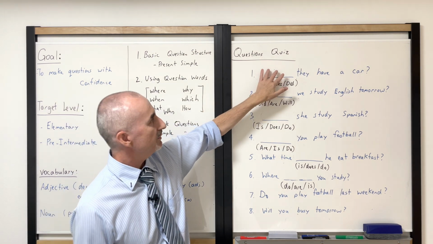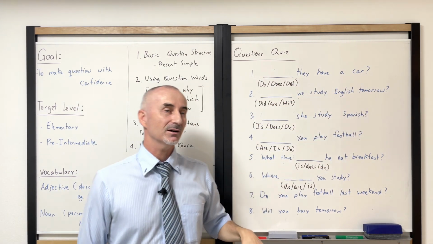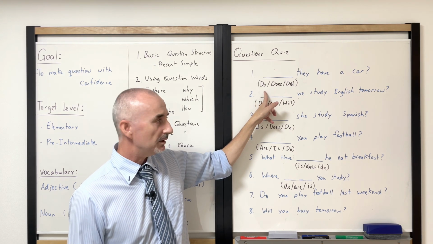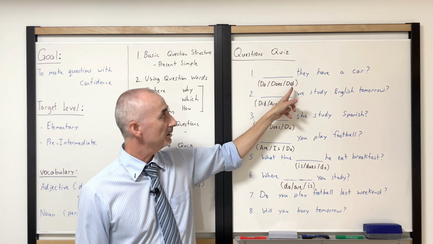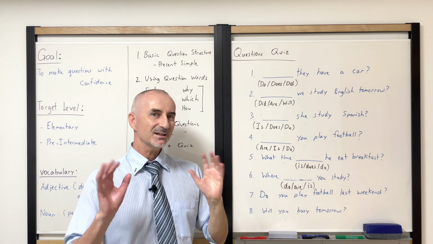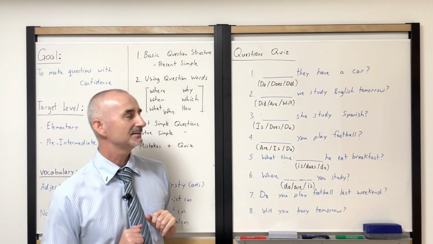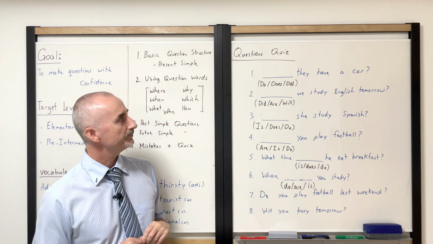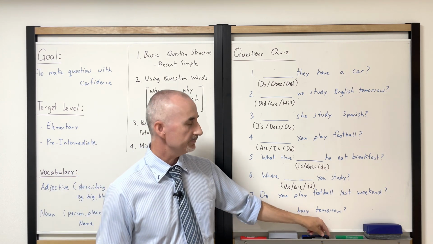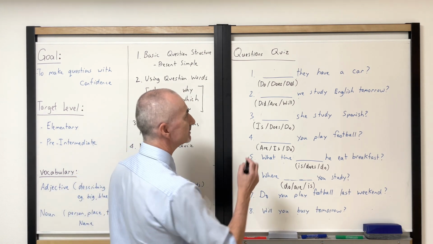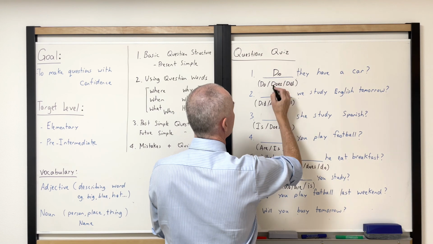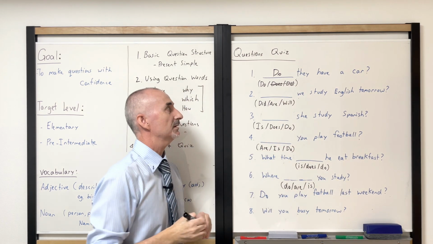Number 1. Okay, something, they have a car. Is it do they have a car? Does they have a car? Or did they have a car? Think about it for a moment. Okay, the answer is do. Do they have a car?